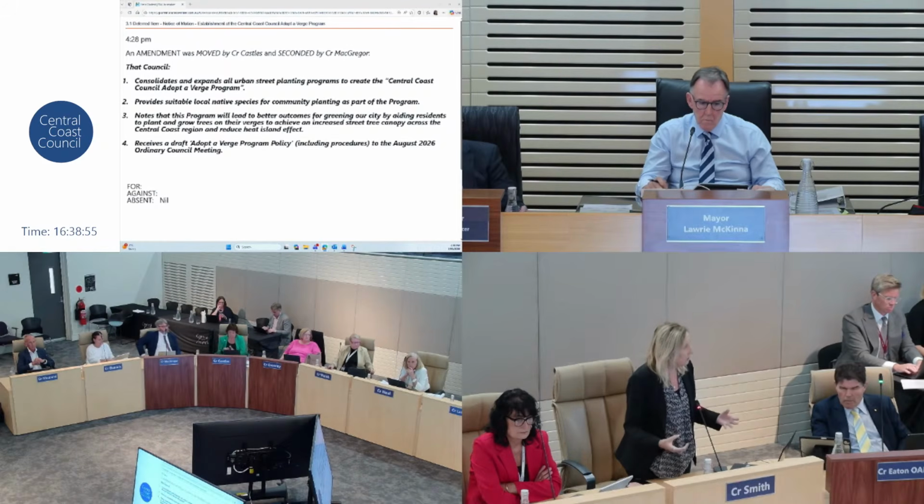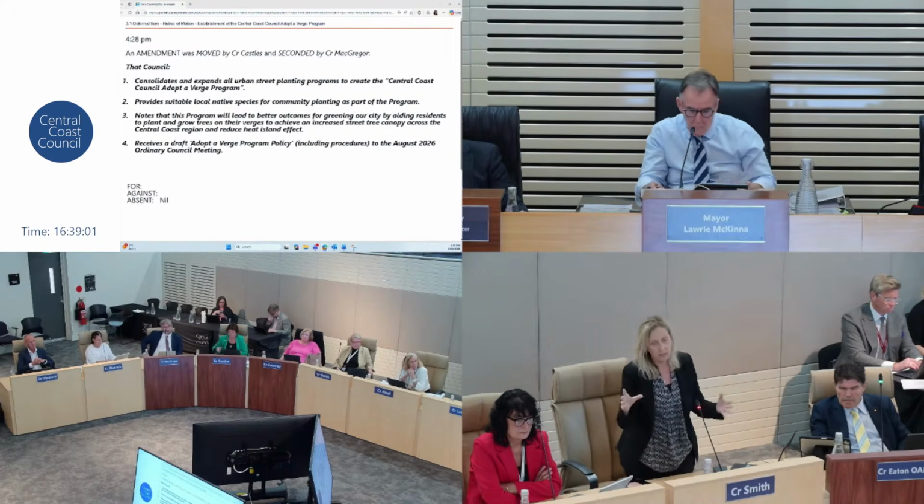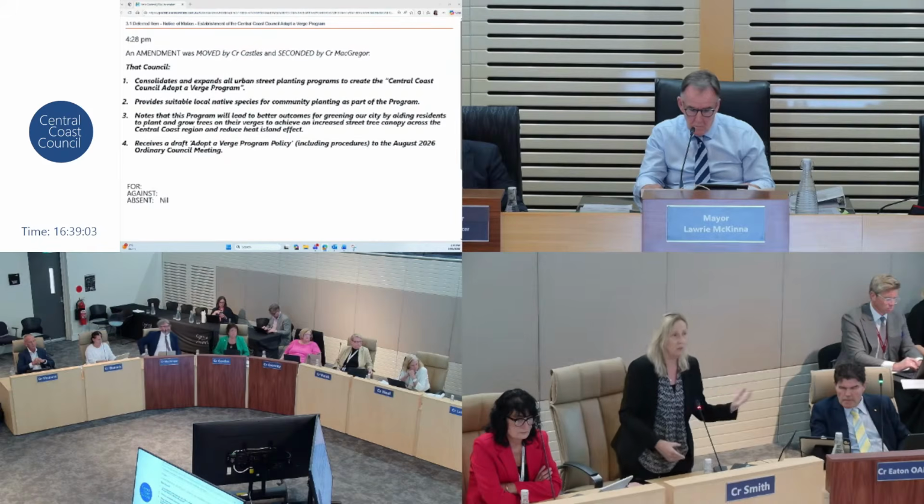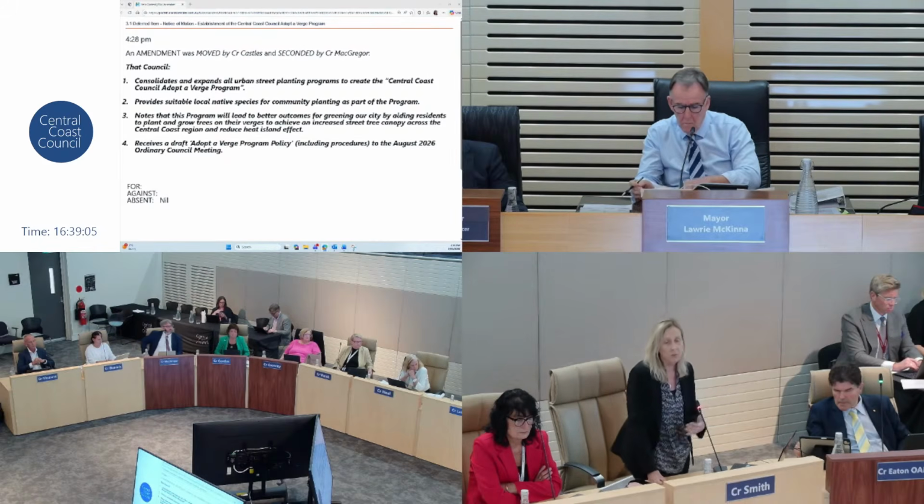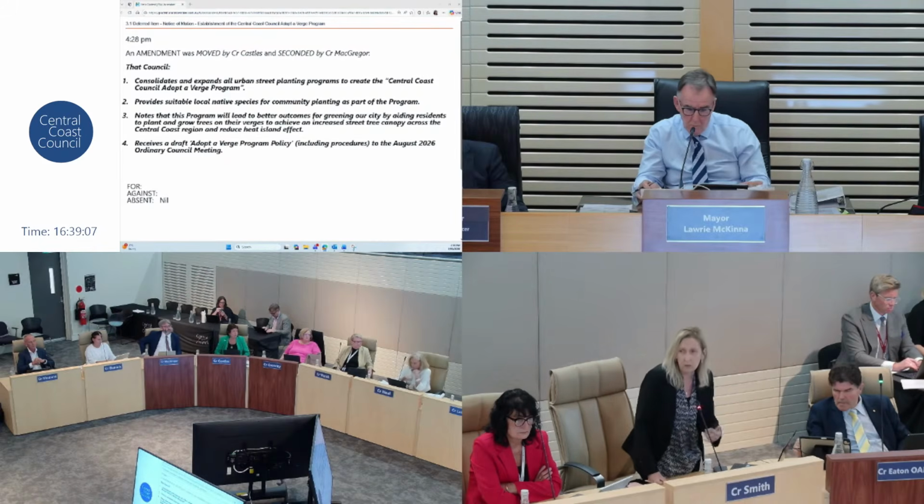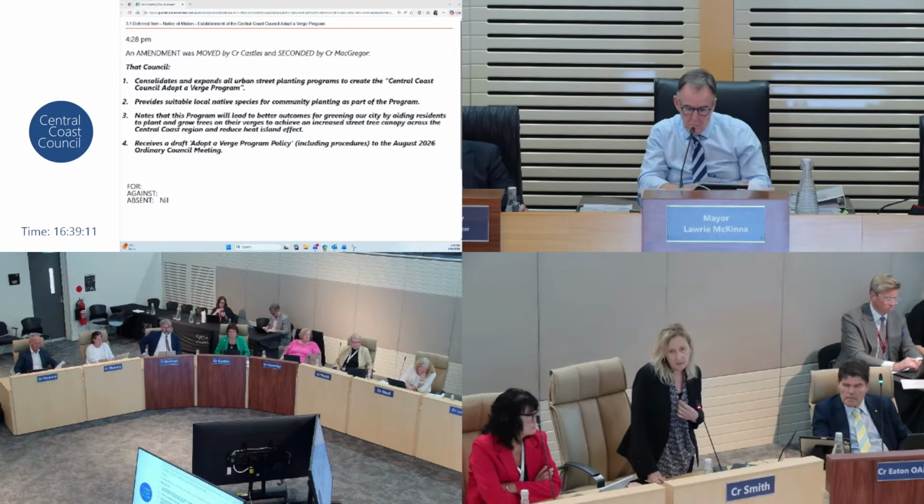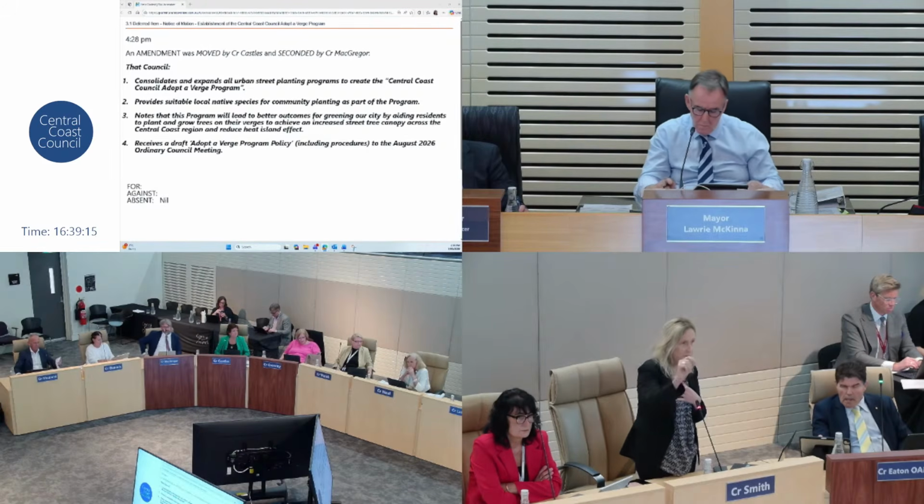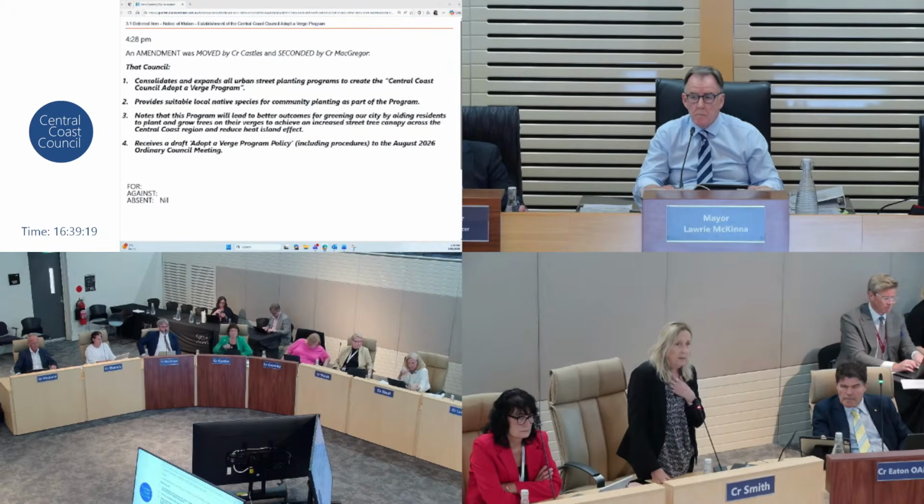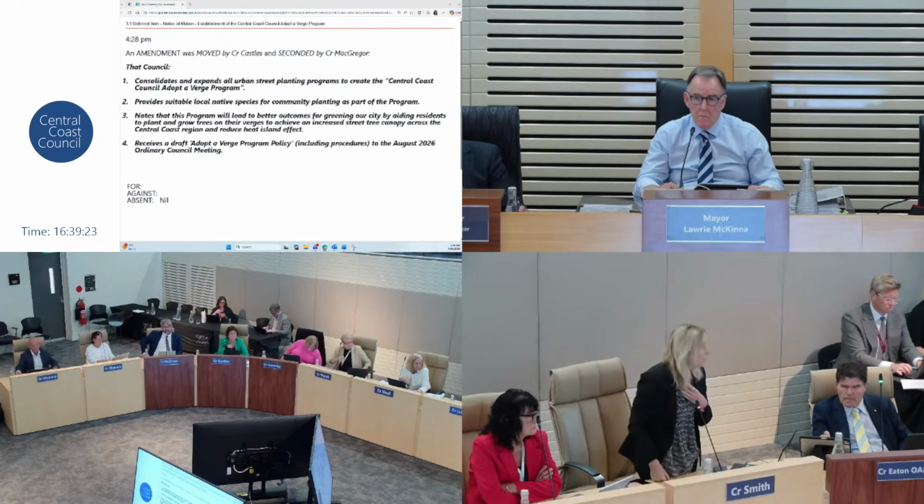I am concerned about verges right next to roads, and with no disrespect to our staff, I have heard some stories of trees not surviving because of compaction from recent roadworks or nearby roadworks. So in either case, Mr. Mayor, I would really like to see that the first point in both of these motions is to get a report back that goes through all of these details.